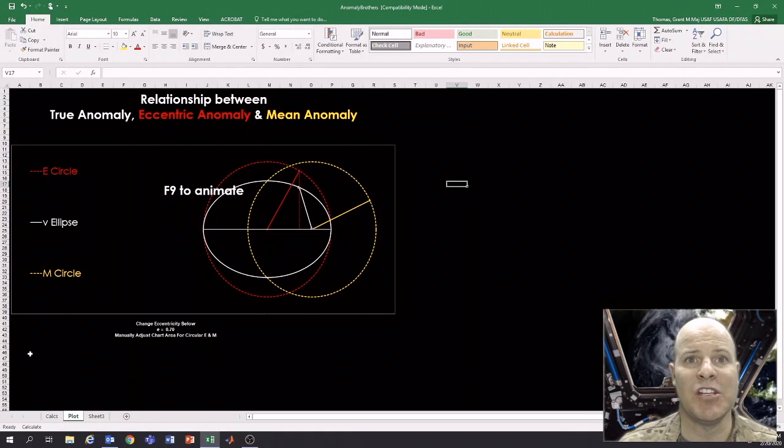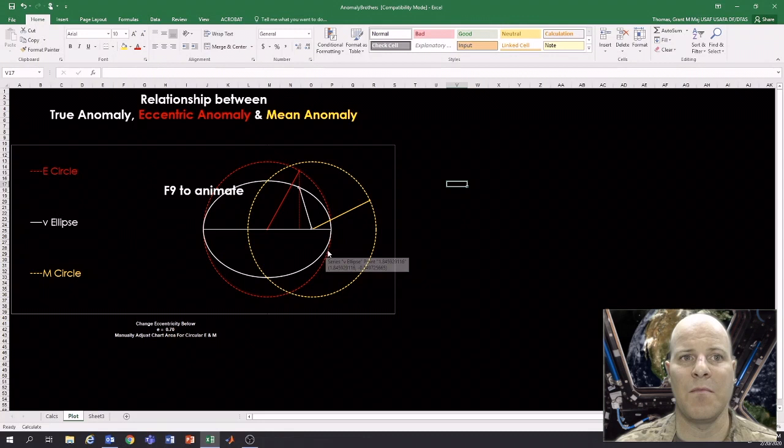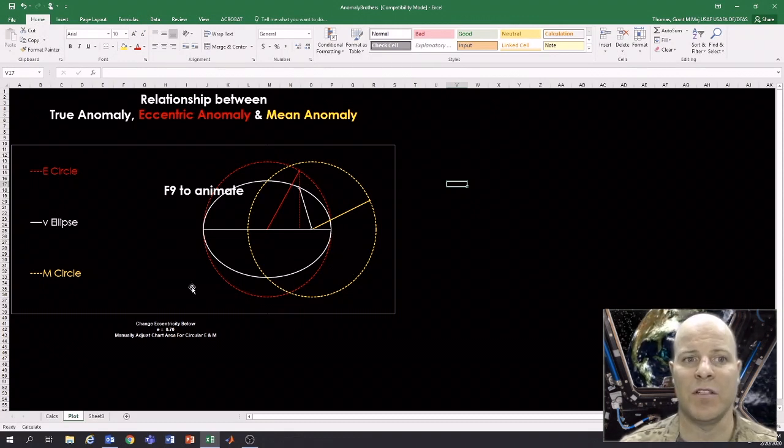All right, guys, here's the relationship between true anomaly, eccentric anomaly, and mean anomaly. This animation is shown in the Anomaly Brothers spreadsheet that you can open up and run on your own. But essentially, our satellite's traveling here on an elliptical orbit, and its position is going to be described from perigee in terms of this angle nu. And then we also have this eccentric anomaly, which is a circle. But this circle is essentially the same width as the major axis of our ellipse. And then we have our third anomaly, which is our mean anomaly, which is shown here in yellow, which is essentially a circle that is centered there at the Earth.